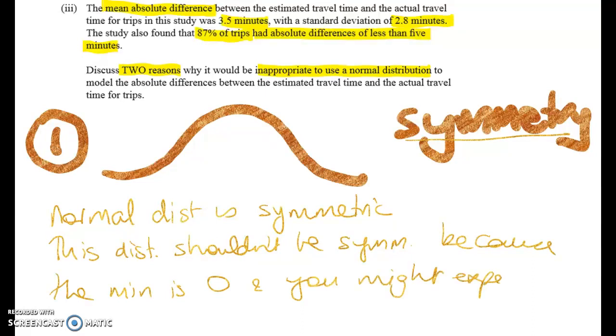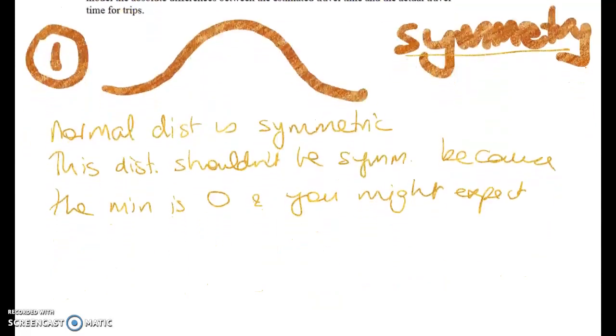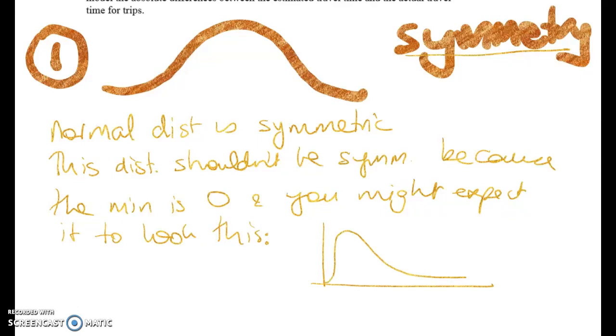You'd think that most of the times would be pretty close, but some will be way off. So I would expect that a distribution for this in real life would look much more like that. So that's the first thing. Okay, so it's in context: the minimum is 0, and most trips are pretty accurate. Symmetry is always a good thing to talk about if you're asked to comment on a normal distribution.